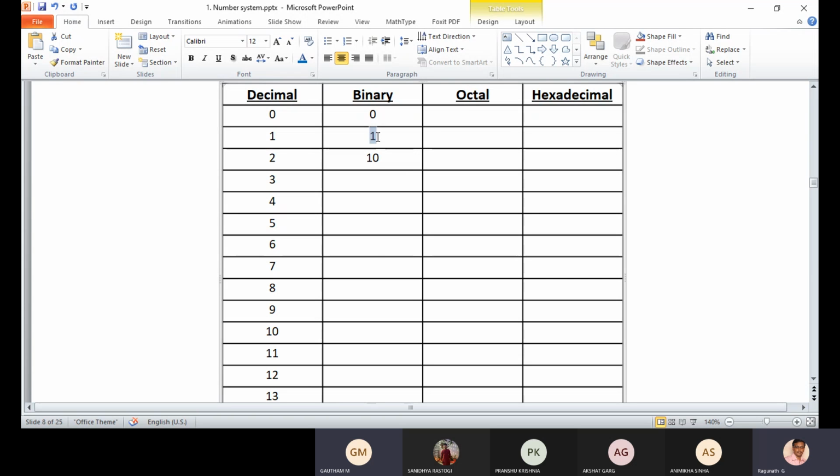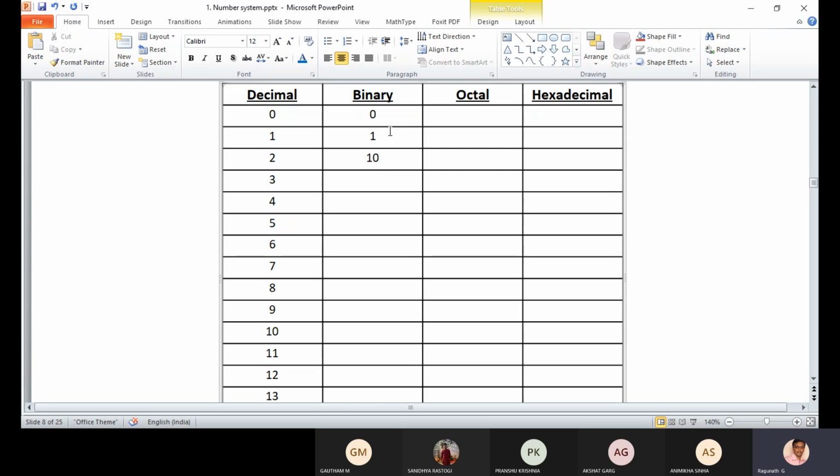What's the value of 9 plus 1? 10. Similarly, in the binary number system, 1 is the highest number. So 1 plus 1 is equal to 10 here. If the decimal number is 2, what is the equivalent binary value? 1, 0.